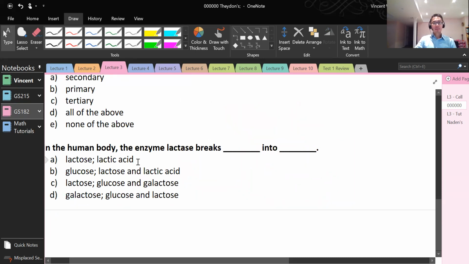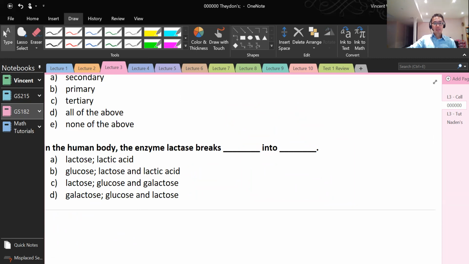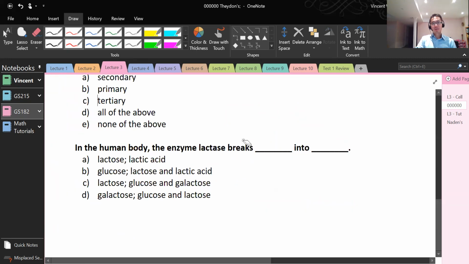Last one. In human bodies, the enzyme lactase breaks down something into something. Well, -ase is the name of the enzyme. I believe I mentioned that in the lecture. Lactase breaks down lactose. There are only two options that begin with lactose. Lactose is a disaccharide, which is a combination of glucose and galactose. So if you break down lactose, you would get those back.